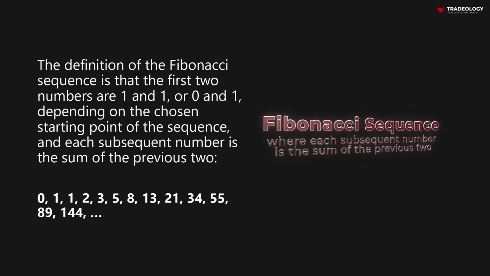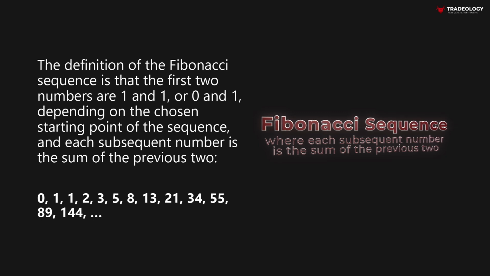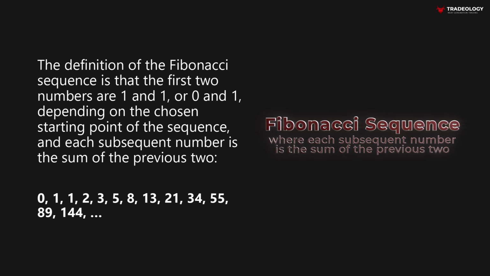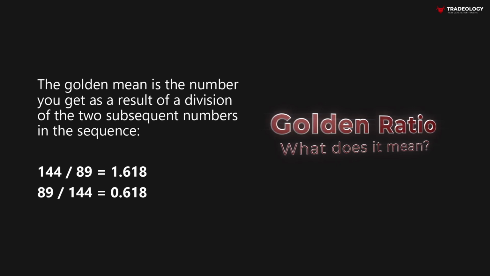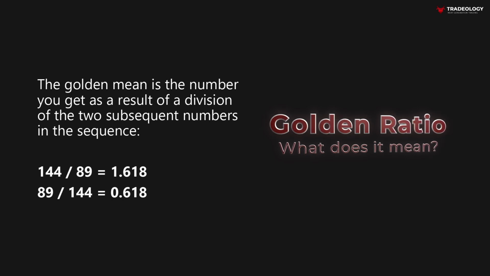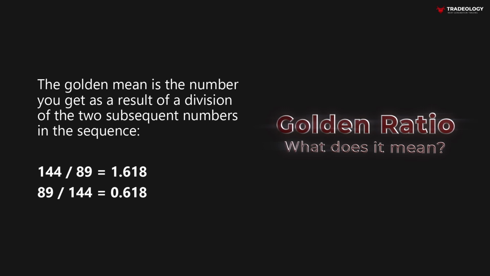The definition of the Fibonacci sequence is that the first two numbers are 1 and 1 or 0 and 1, depending on the chosen starting point of the sequence, and each subsequent number is the sum of the previous two. So for example, we've got 0, 1, 1, 2, 3, 5, 8, 13, 21, 34, 55, 89, 144, etc. to perpetuity. The golden mean is the number you get as a result of a division of the two subsequent numbers in the sequence. So for example, if we divide 144 by 89, we get a ratio of 1.618, or if we divide 89 by 144, we get 0.618.